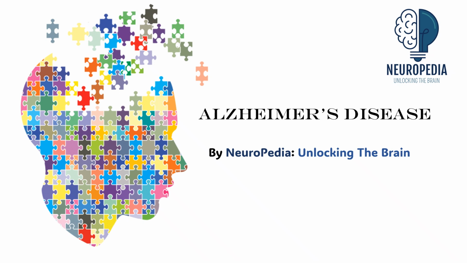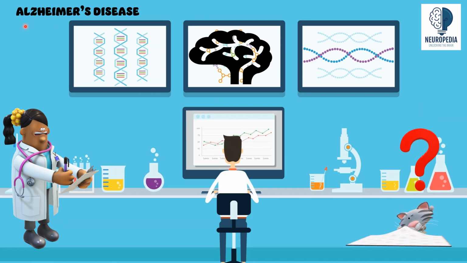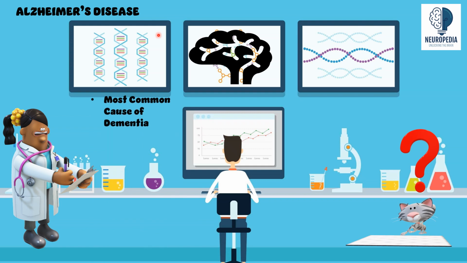In this video, we'll discuss Alzheimer's disease. Alzheimer's disease is a brain disorder that slowly destroys memory and thinking skills. It is the most common cause of dementia, which is characterized by memory loss, cognitive decline, and other cognitive abilities that interfere with daily life.